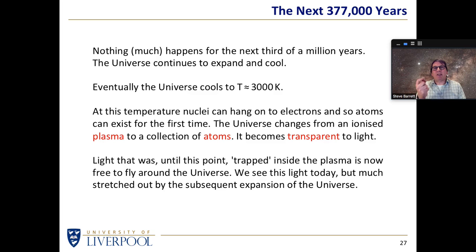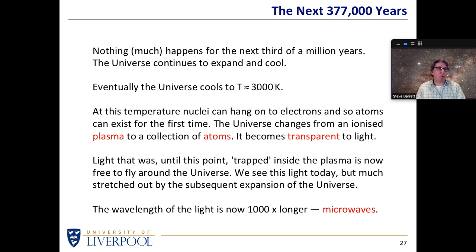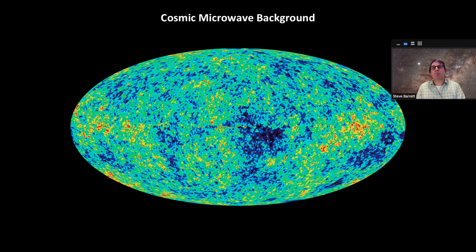So we don't see it as visible light with a wavelength of a micron, we see it as electromagnetic light that has a wavelength of a millimeter or so, and that's what we call microwaves. That is why we have the cosmic microwave background. It is the light that was released when the universe turned transparent. 1,000 times longer wavelength, the microwaves, than the original visible light of an atom at 3,000 Kelvin.